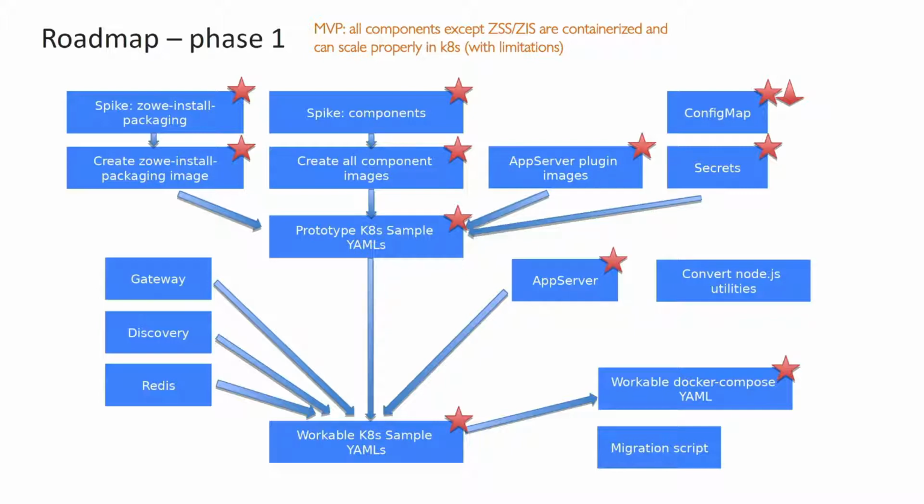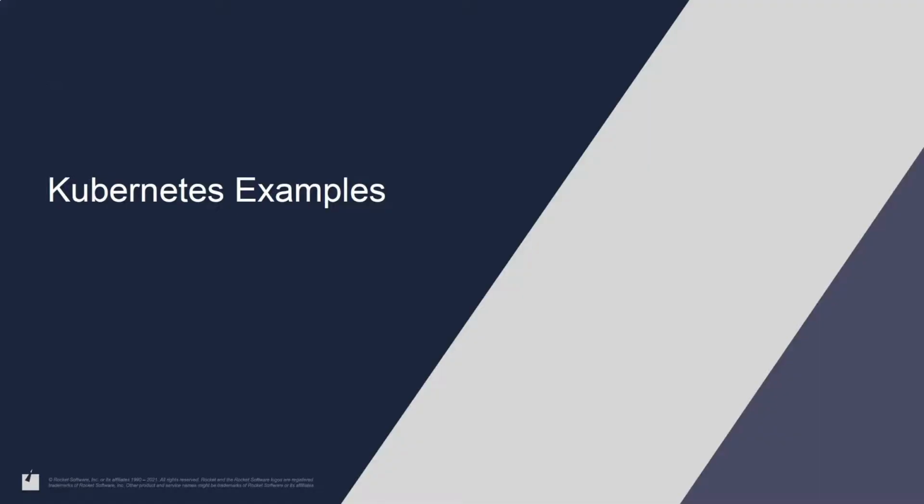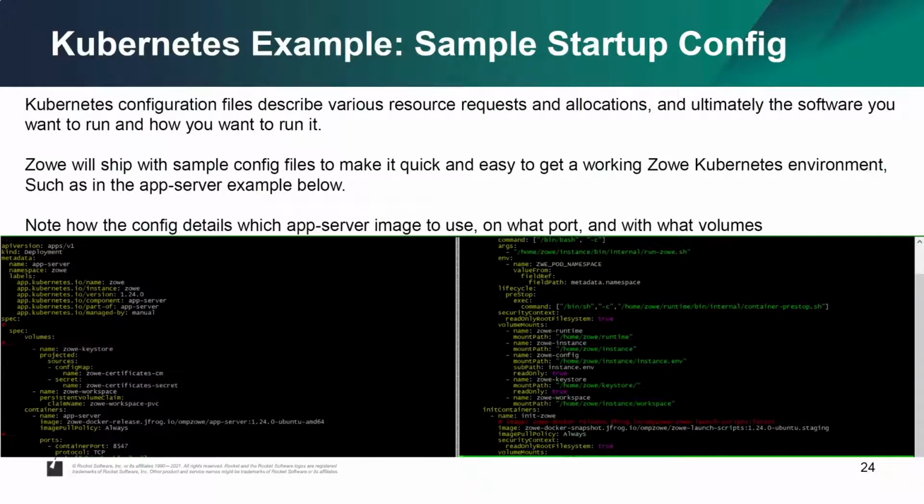And so I'd like to show a little bit about what these samples look like, so that when you get Kubernetes, it'll be easy for you to get running. So here's our Kubernetes examples so far. And what you'll see already is that Kubernetes configuration files are in the YAML format, and they describe various things such as resource requests and how to satisfy them, and ultimately how the containers that you want to run interact with those resources. So we're going to have Zowe ship with some sample config files that make it quick and easy to get Zowe running in this environment.